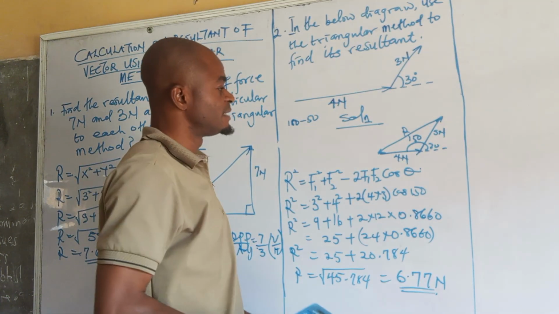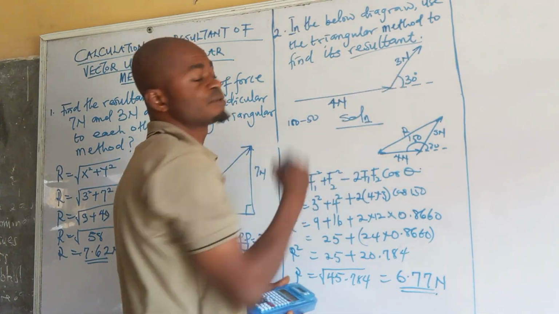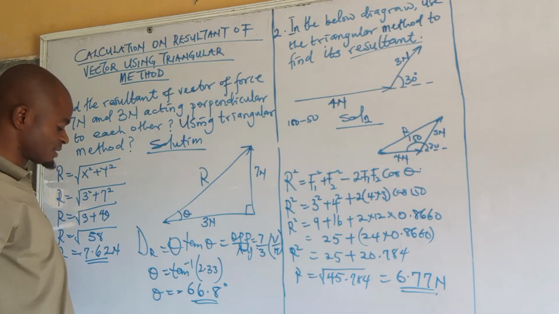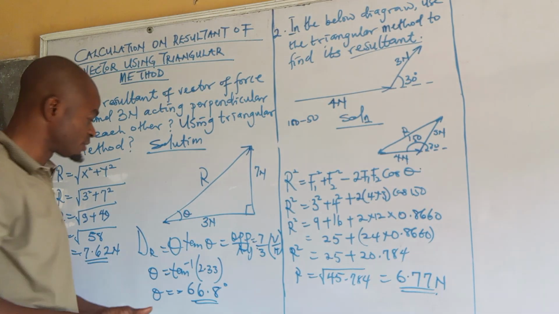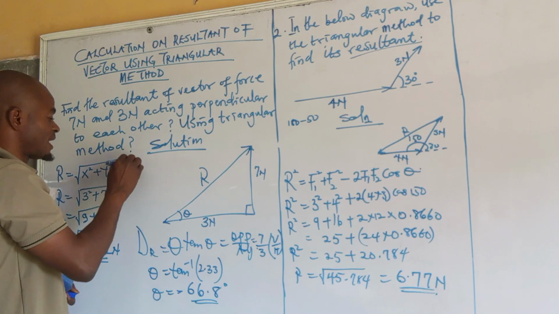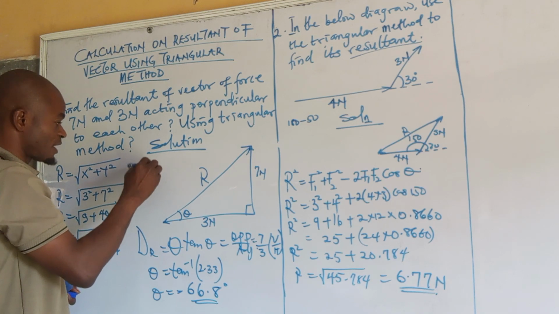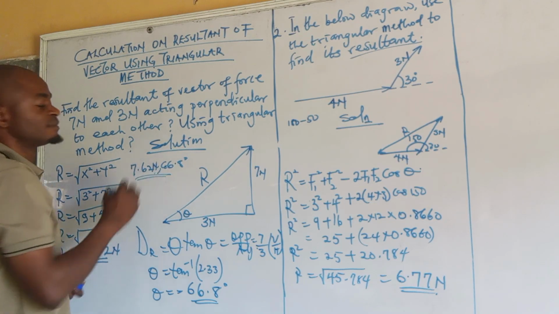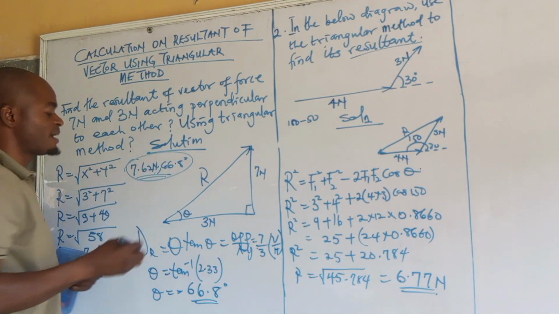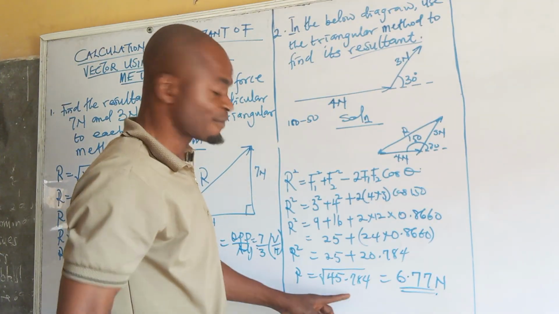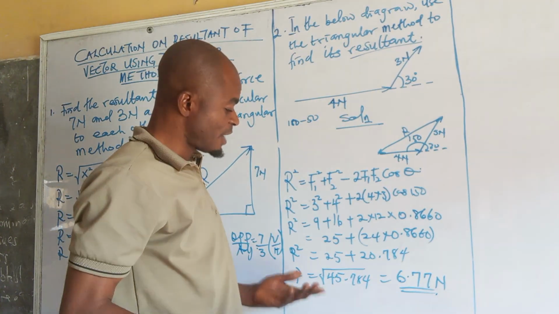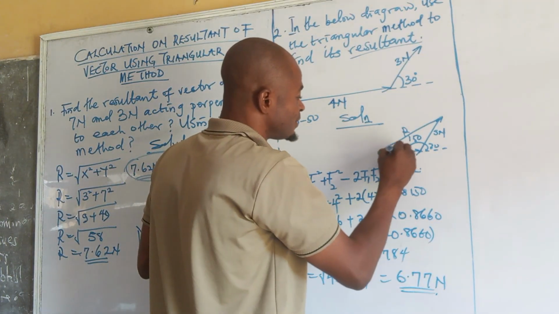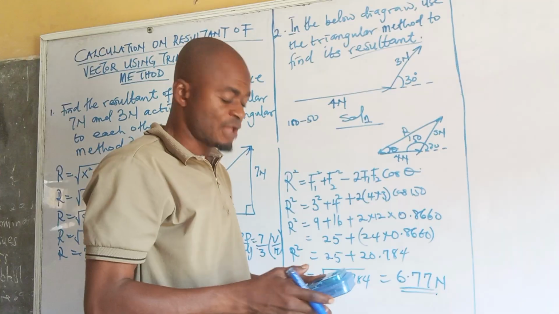If the resultant is this, then the said resultant must have a direction as well. Like the way we did this, that we have our resultant as this, the direction must be written. Then we write it this way: 6.77 Newton, 66.8 degree. That is how to find the magnitude and direction of a resultant. Likewise, how are you now going to find this small theta that you have here?